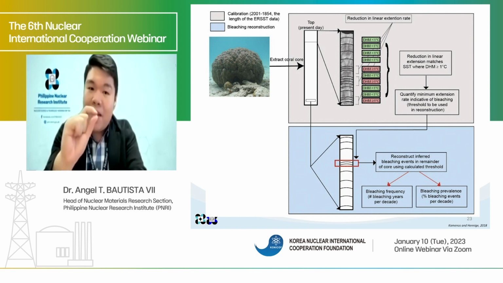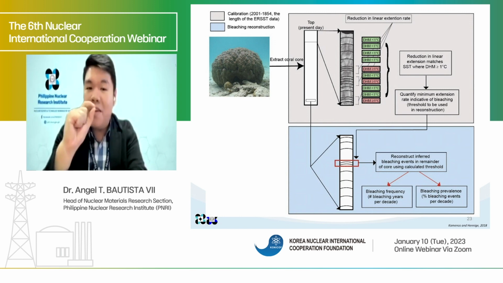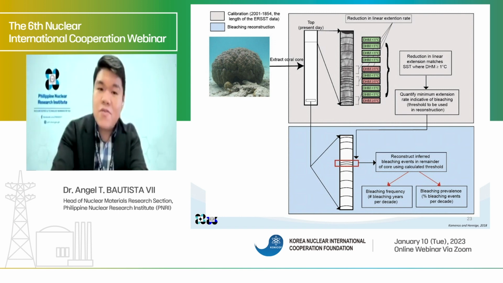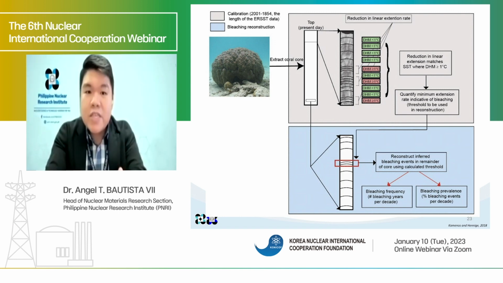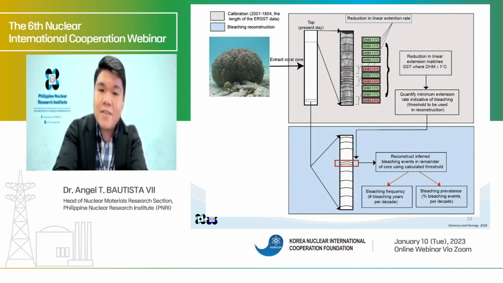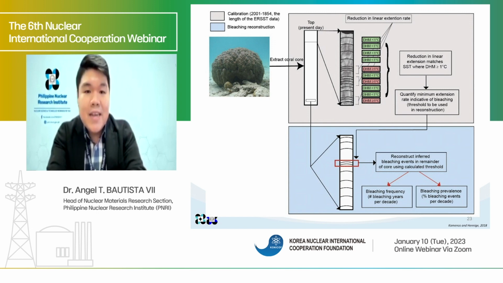We can see them if the linear extension rate is too small, which is indicative of a coral bleaching event. So if in one year it didn't grow much and the temperature was too hot, then there was a bleaching event during that time. And so we can see that in the corals as well, and we could understand more about the response of the corals to the changing environment.